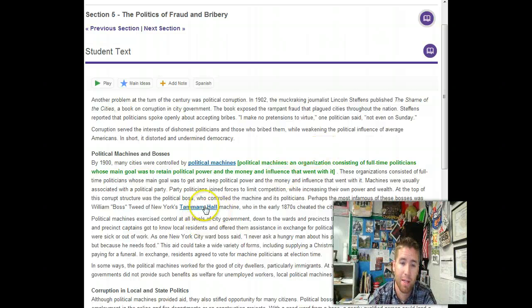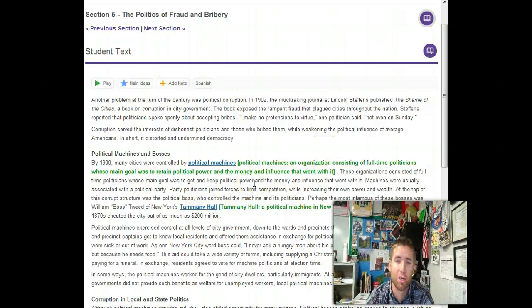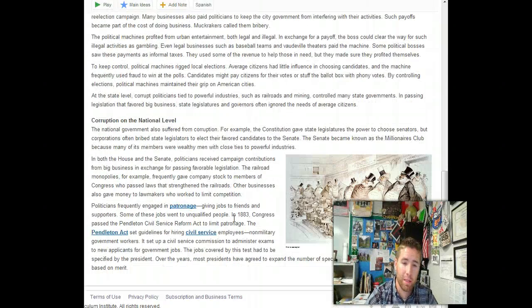One in particular, this place called Tammany Hall, a political machine in New York City, was especially powerful. They say they cheated the city out of as much as $200 million in 1870. It's a lot of money, a pretty significant amount that this organization was able to do. So we have a lot of corruption, at a lot of different levels.